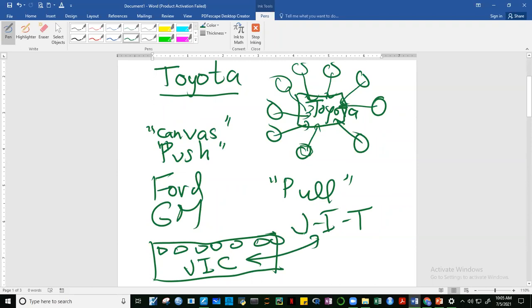Yung JIT system ni Toyota, okay, meant that hindi na nila kailangan mag-maintain ng napakalaking warehouse na napakamahal, guys. So because of that, Toyota was able to really lower down the prices of their cars. And na-penetrate nila yung American market. That was their secret, no? Kasi si Ford, si GM, ano yung nila? Si Chrysler, ano yung nila? Ano yung system nila? JIC. Anyone guys, kung ano yung JIC?